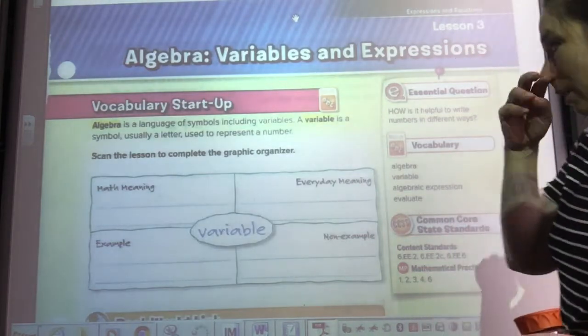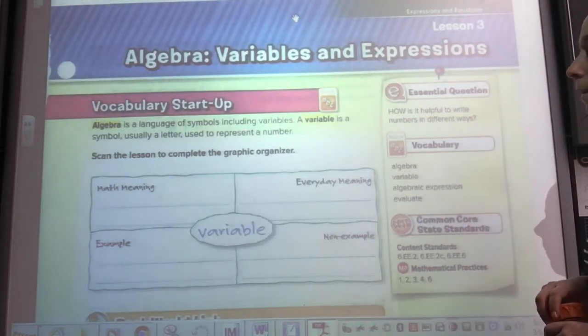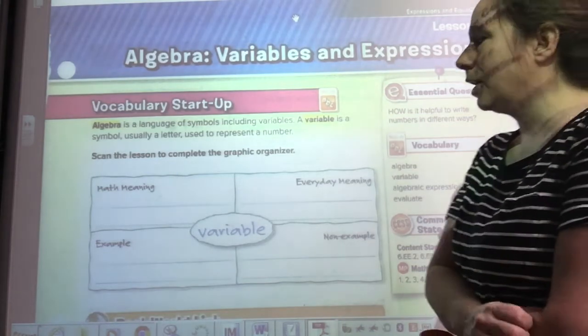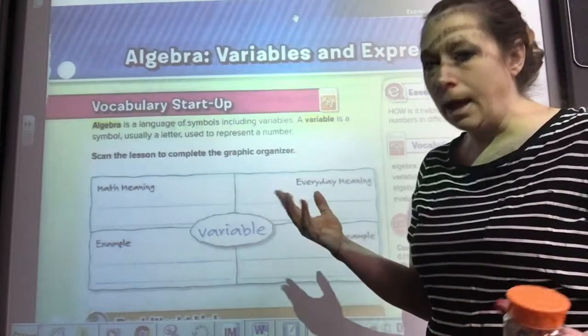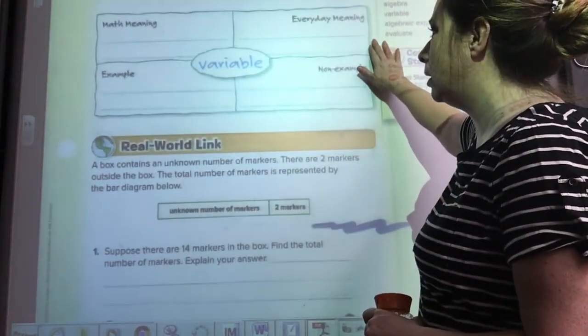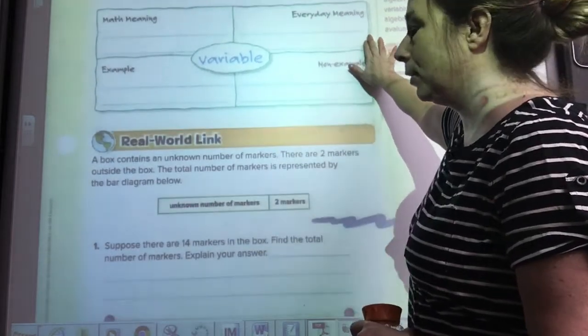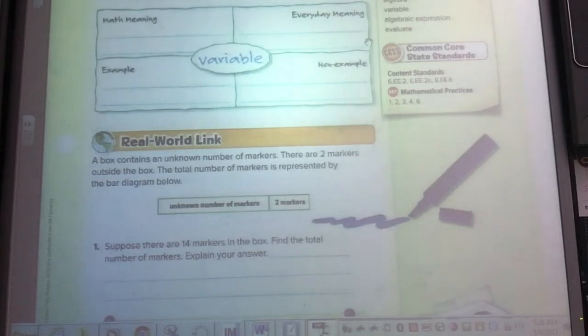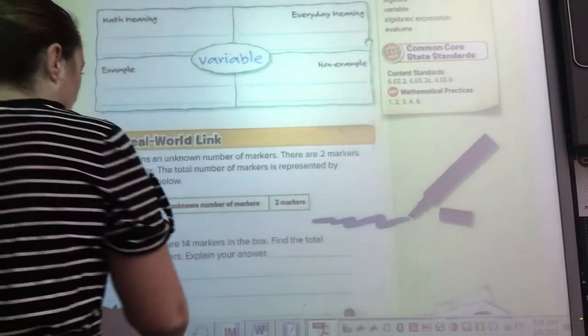All right, we are going to start off with a graphic organizer about algebra. There's a language of symbols using variables. A variable is just a symbol. It's usually a letter, it represents a number, n, x, something like that, okay? So we're going to first look at the math meaning of variable, okay? And the math meaning of a variable is a symbol, usually a letter used to represent a number, okay?